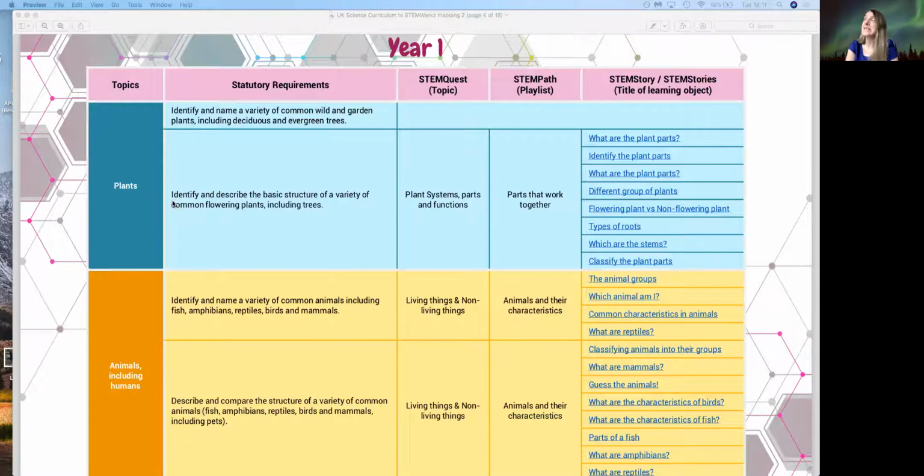So here, regarding the statutory requirements, we've taken this from what's on the UK government site for science for these key stages. And for plants, it's particularly to identify the name of a variety of common wild and garden plants, which many even adults don't know how to do. I'm still learning. So that's quite a good base to start with, including deciduous and evergreen trees. Identify and describe the basic structure of a variety of common flowering plants, including trees, plant systems, parts and functions, and parts that work together.